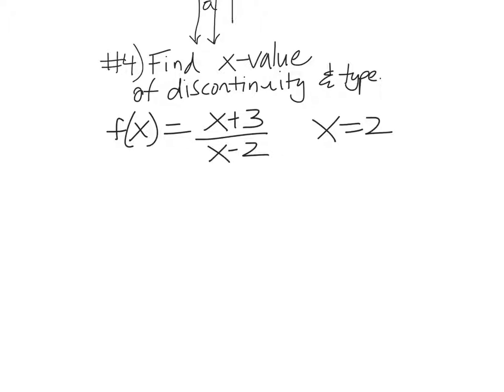Okay, so up top we have, what was it, x plus 3 divided by x minus 2. And we graph. So at x equals 2, there's something going on here where my graph is going all the way down towards negative infinity, all the way up towards positive infinity. What type of discontinuity? Is that infinite?